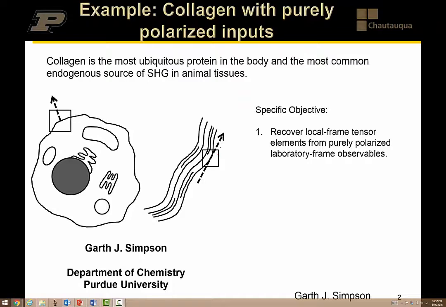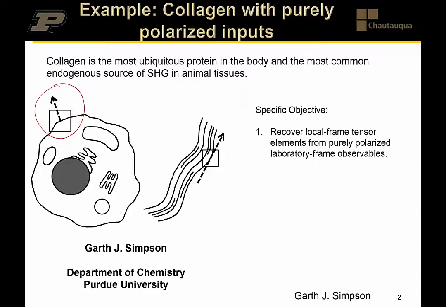We're going to be considering the case of collagen, although I should point out that the exact same analysis works for anything that is a uniaxial assembly, including the local interface to a membrane, or collagen along the fiber axis. Anything that is uniaxial in symmetry will be applicable to the analysis described in this section. The goal is to recover the local frame tensor elements, and for simplicity initially, we'll consider purely polarized laboratory frame observables.